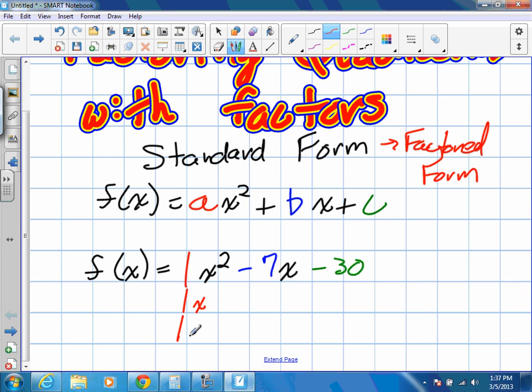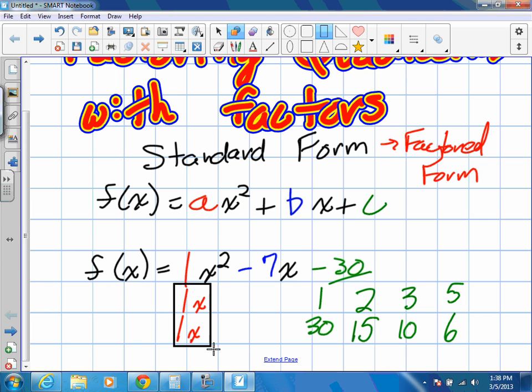1x and 1x. Then we're going to take the factors of negative 30. So let's just think of the actual unit value of 30. What are factors of 30? We have 1 and 30. 2 and 15. 3, 10. 5, 6. There you go, 5, 6. Great. These are all of the factors of 30. Now what we're going to do is we're going to separate them with columns to help us keep them organized, okay?